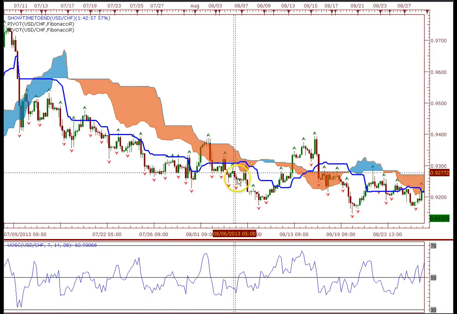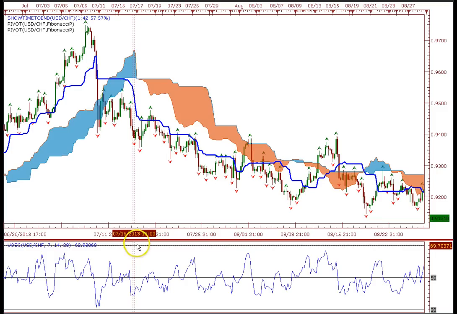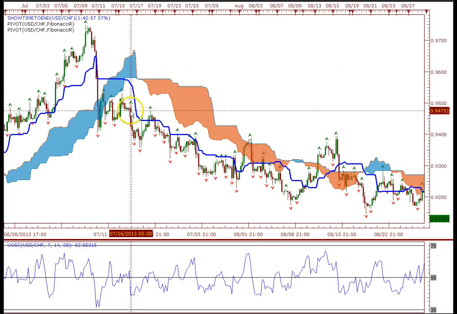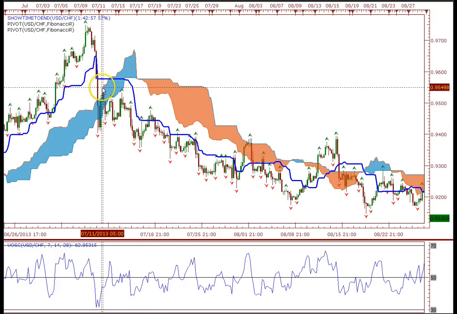All right, but you could see that divergence is strong. It shows a lot of momentum for the move, and you can see how strong the move was.